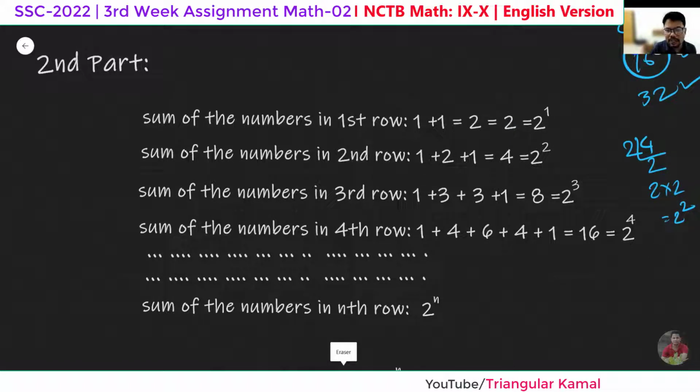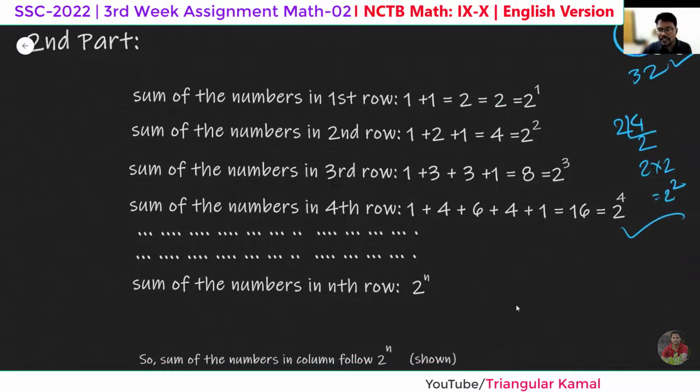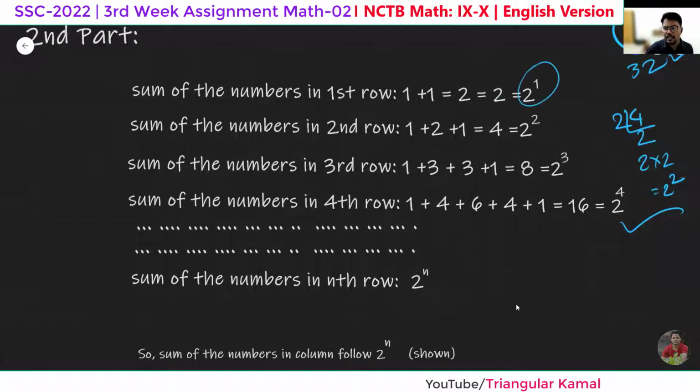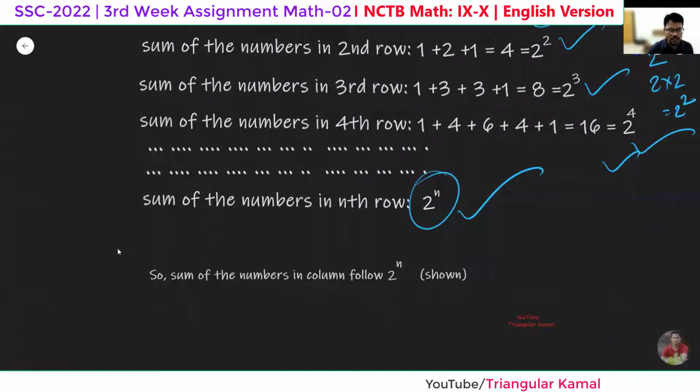Similarly, the sum of the numbers in the third row is 1 plus 3 plus 3 plus 1 equals 8. 8 means 2 to the power 3. In the same way, the fourth row will be 2 to the power 4. So we always see that the total sum is increasing: 2 to the power 1, 2 to the power 2, 2 to the power 3, 2 to the power 4. Definitely the nth term will be 2 to the power n. So now we can show that the sum of the numbers in a row follows the 2 to the power n formula, and this is our requirement shown.